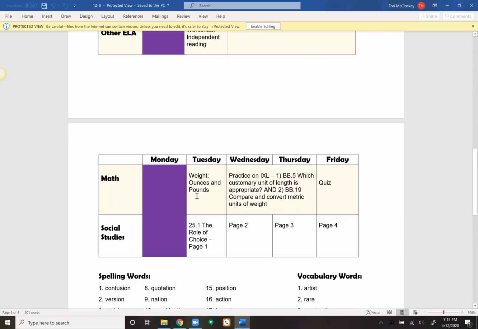Math, weight, ounces and pounds this week. So we're continuing with measurement, but this time we're going to do weight. Then you'll practice on IXL. You have which customary unit of length is appropriate. Compare and convert metric units of weight. Friday, you will have a quiz. And this week, I am super excited. We are moving on from science, and we are going to have some time with social studies. So we are going to be reading about the role of choice, and we'll take a look at that here.